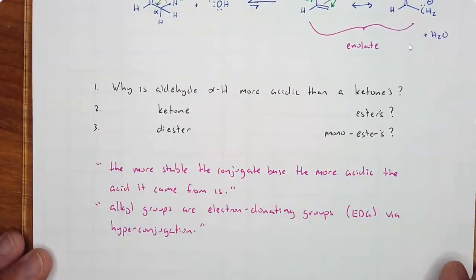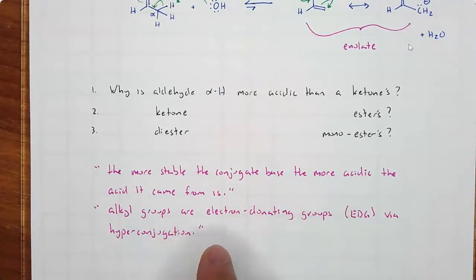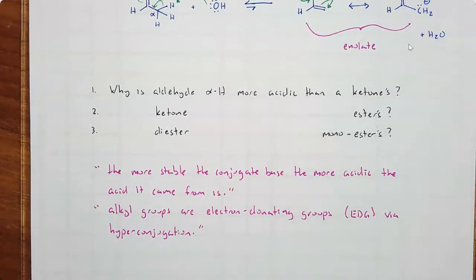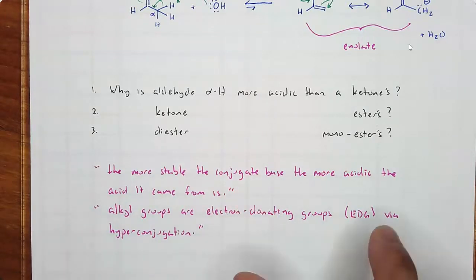The first thing is, the more stable the conjugate base, the more acidic the acid it came from is. That applies to almost every acid-base problem that we have. You look at the stability of the conjugate base to determine how acidic the acid is which gave you the conjugate base. Now specifically to the aldehyde and ketone discussion, the second point is important.